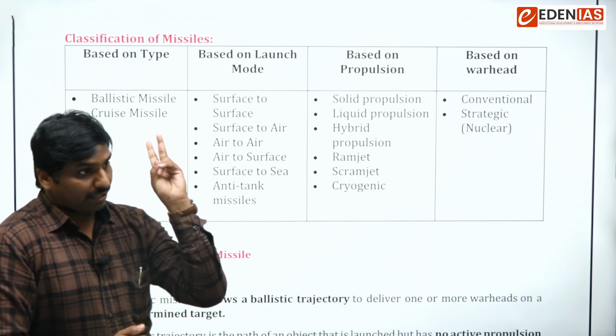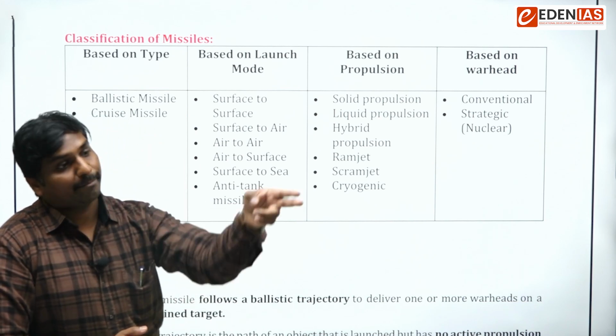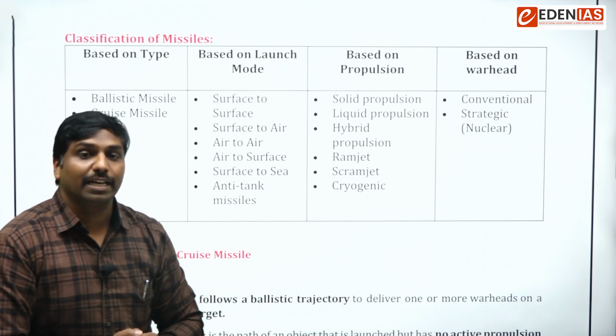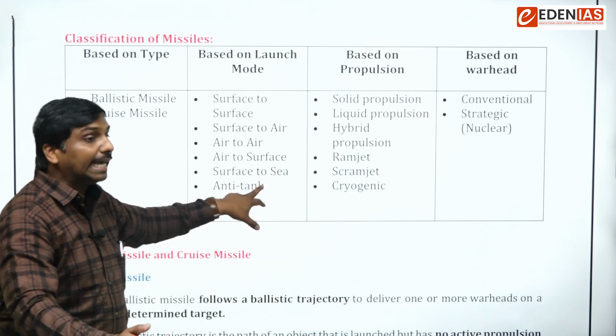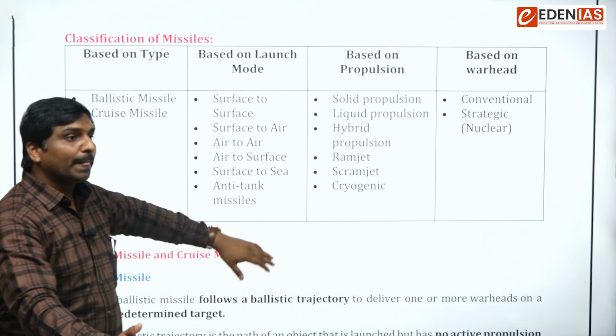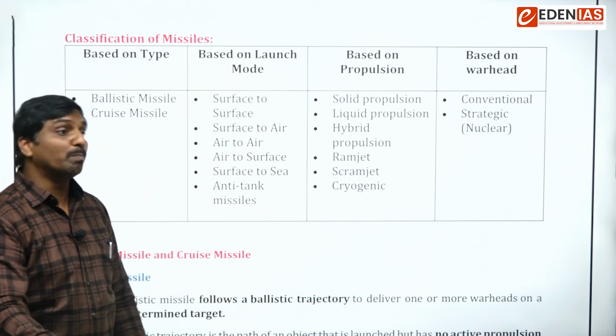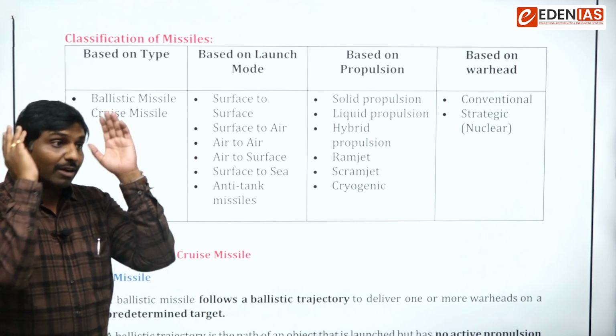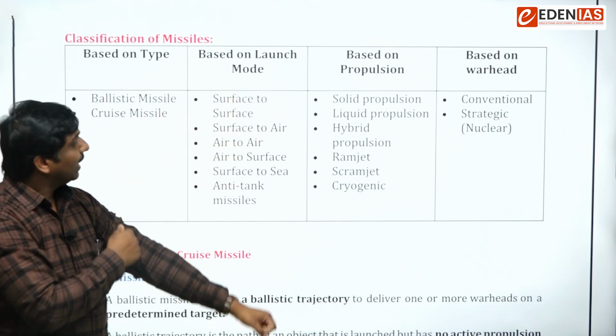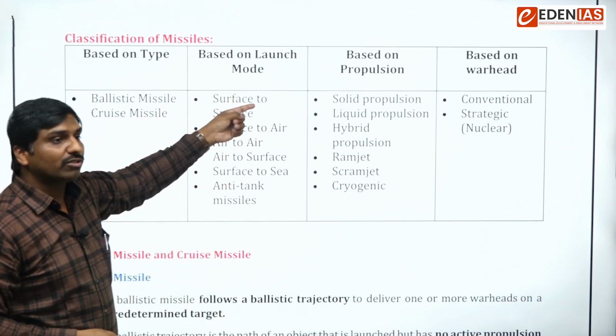Like if we try to destroy the enemy's missiles, that kind of weapon would be known as anti-missile weapons. Against tanks, that is anti-tank missiles. So these are based on the launch mode: from where we are launching and what our target is. Okay, so aerial-based target, surface-based target, based on this.